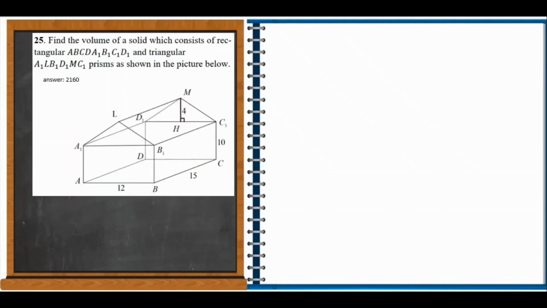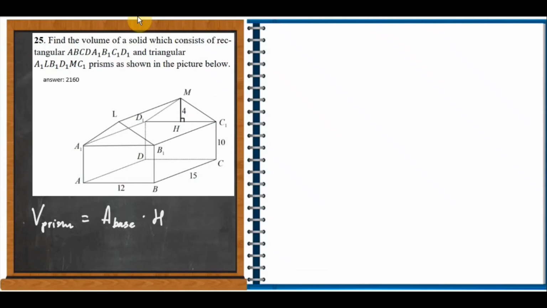Number 25. Find the volume of a solid which consists of rectangular and triangular prism as shown in the picture below. Here we need to find the volume of the compound 3D shape. In order to find the volume of this shape, we will look at the volume of the separate shapes. So here we will need the volume of the prism formula. First of all, let's write the common formula for the volume of the prism. It's going to be area of the base multiplied by height.